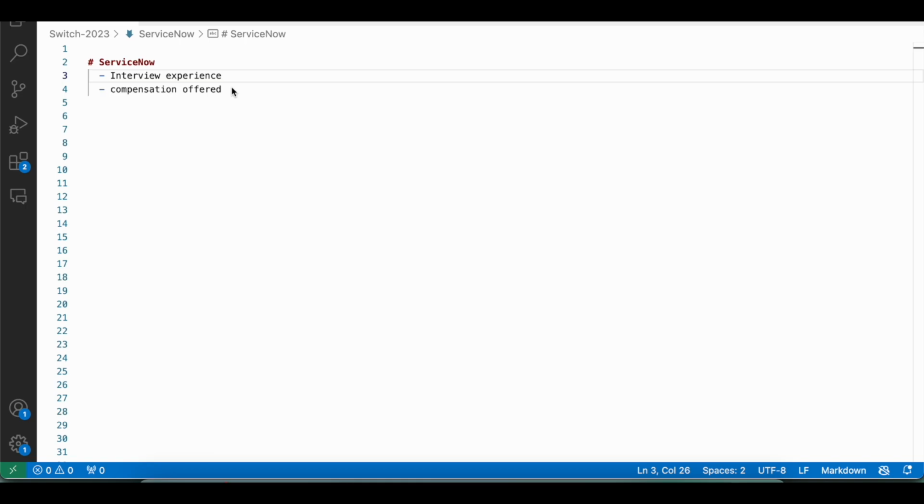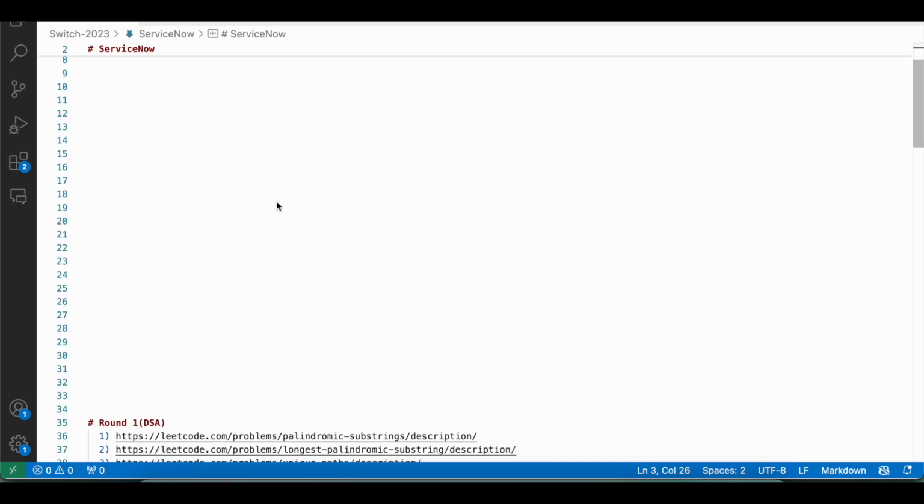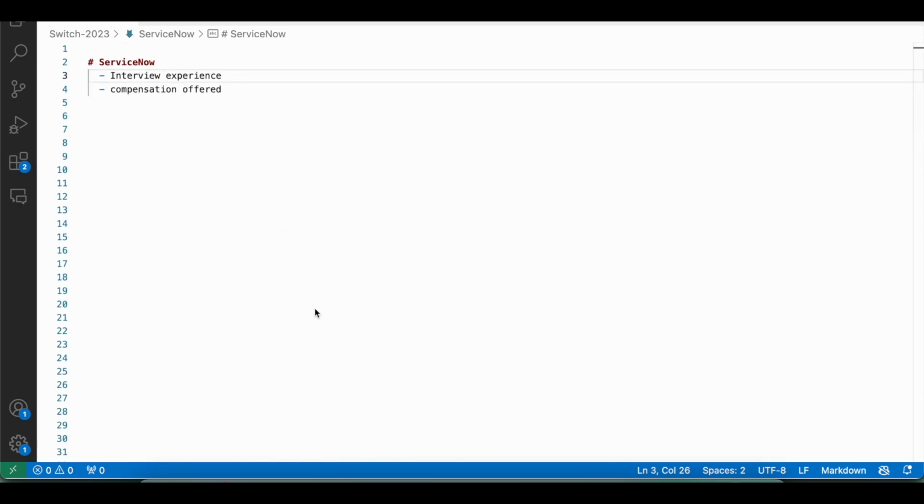So with that, I hope anybody who is appearing for the ServiceNow interview will have a little bit of clarity on what their interview process could be like. Before I go into the questions, the profile that I appeared for was Java backend developer. That's my current profile, and for that I appeared for the interview. So let's go into the experience, how it went, and we'll cover other things as we move on.